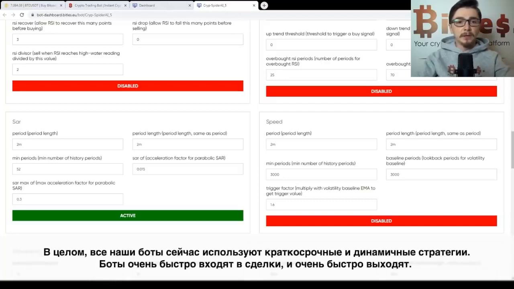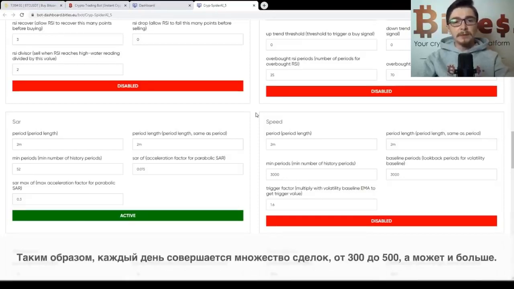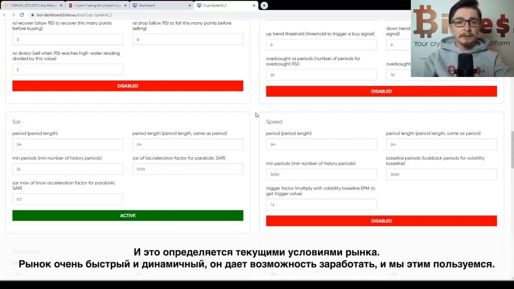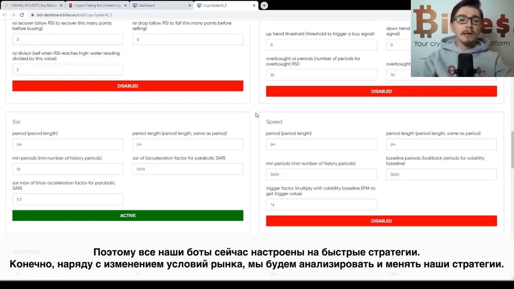And in general, all our bots now work in unison with the cryptocurrency market, using only short length and fast-paced strategies. Bots enter trades really quick and pull out really quick. This way, a lot of trades are made every day, from 300 up to 500, and it can be even more. And this is determined by current market circumstances. The market is very quick and fast-paced. It gives an opportunity to earn, and we make use of that. And that's why all our bots are set for fast-paced strategies now. Yes, of course, along with market circumstances changes, we will analyze and change strategies.